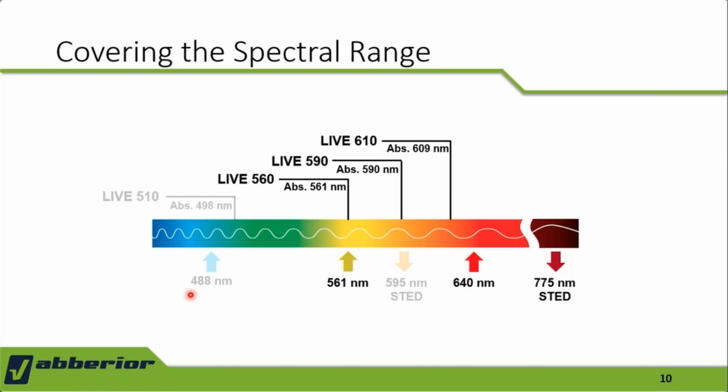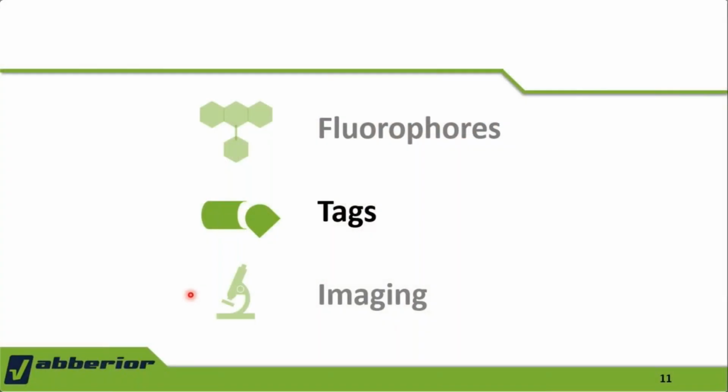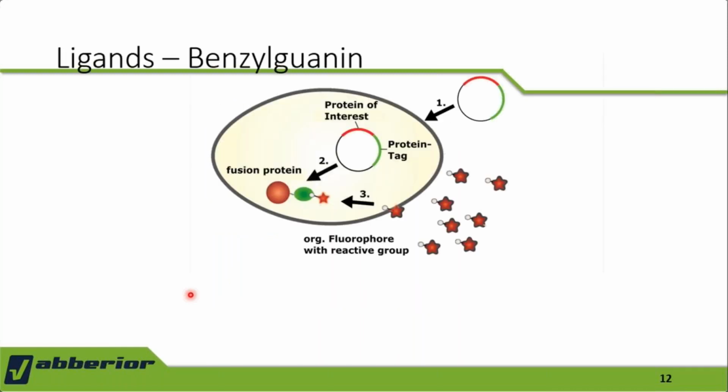So having all these fluorophores, we now need ligands to really tell the fluorophore where to go. And now I will give you a brief overview of what kind of tags we can use right now for our fluorophores. So one example, Francesca has spoken a lot about it, so I can really go briefly over this slide.